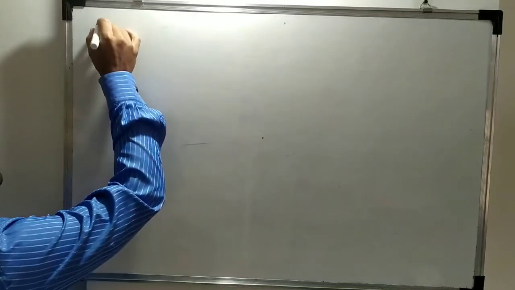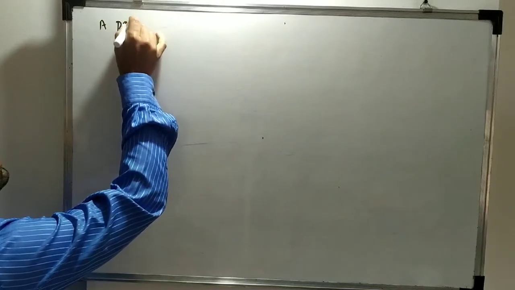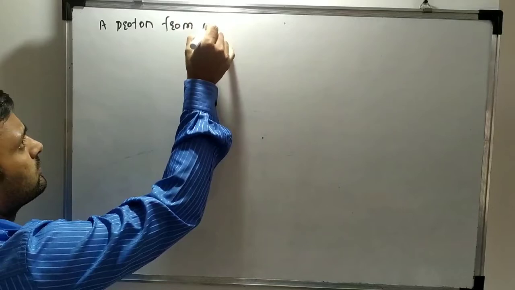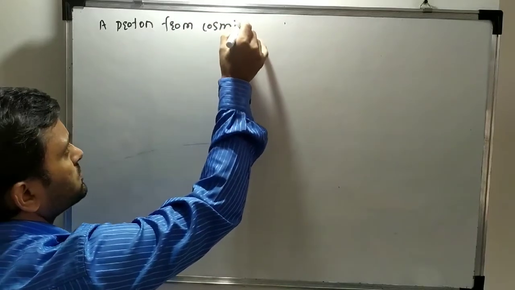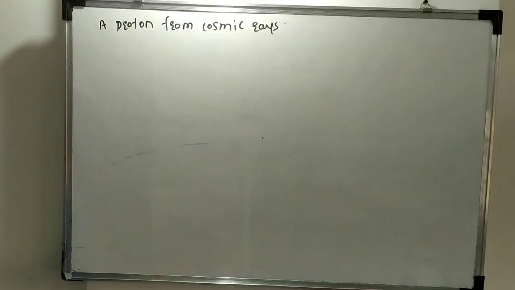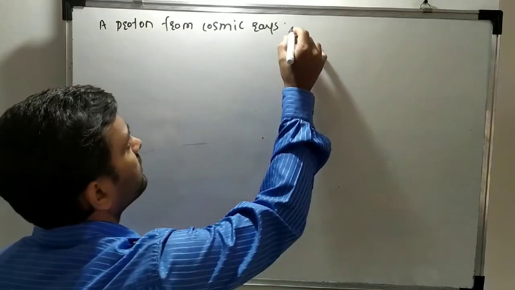Okay. Now we'll go for the next numerical. A proton from cosmic rays enters. Cosmic rays means sunlight we can call, so electromagnetic waves, enters the Earth's magnetic field.